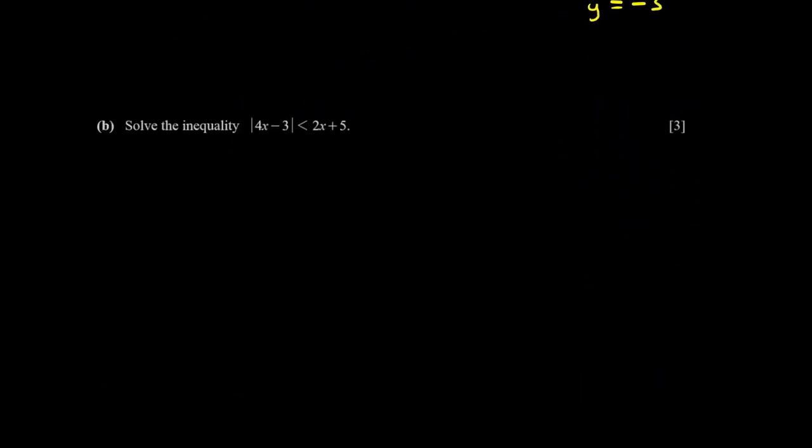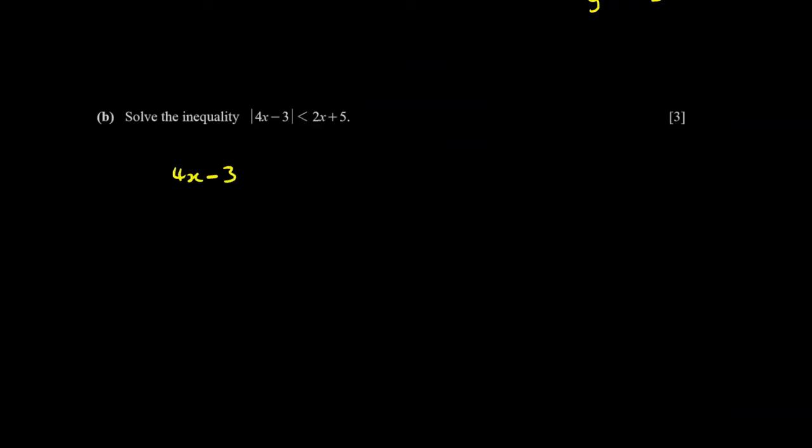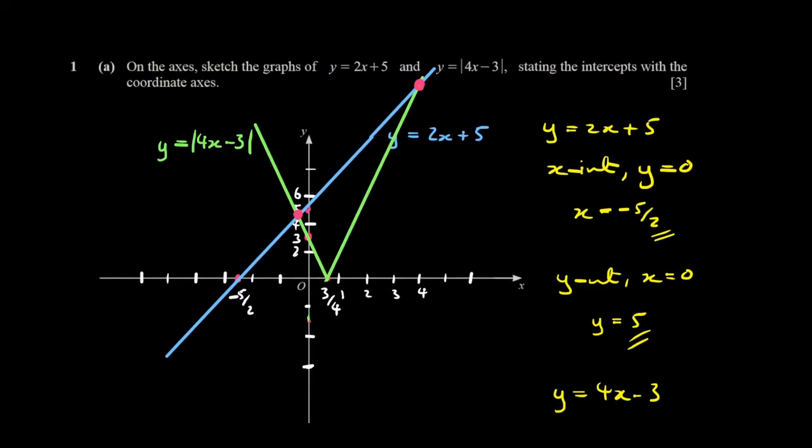So let's try to solve that. We're going to find the intersection where 4x minus 3 is equal to 2x plus 5. If we rearrange that, we get 2x is equal to 8, and that is x is equal to 4. And if we go up and look at our graph, that should basically be right, isn't it? Because hopefully we've drawn our graph relatively accurately. Yeah, and that to me looks right, x is equal to 4.